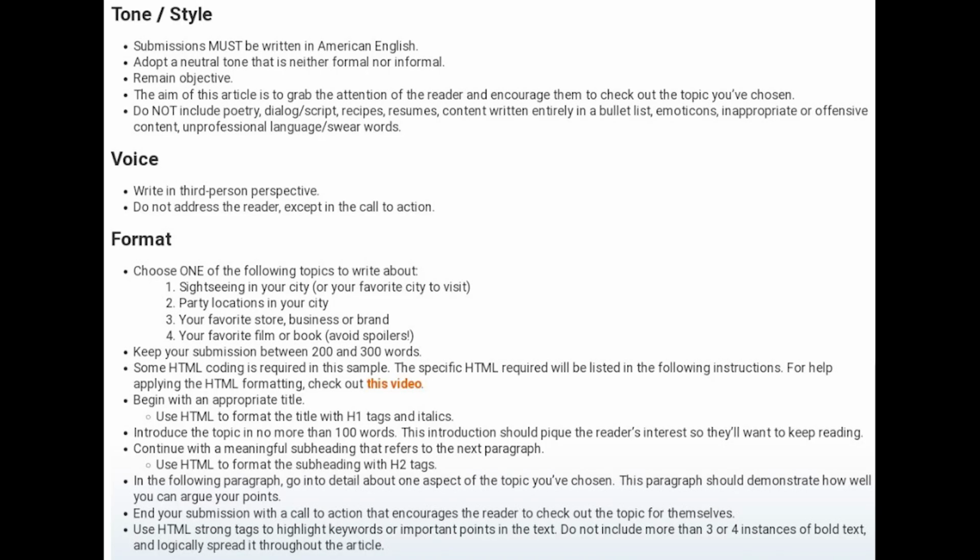Keep your submissions between 200 and 300 words. Now, back in the day, they weren't too strict about this. Like, if you wrote 305 to 310 words, that was still acceptable. I'm not sure how strict they are nowadays. My piece was well over 300 words.